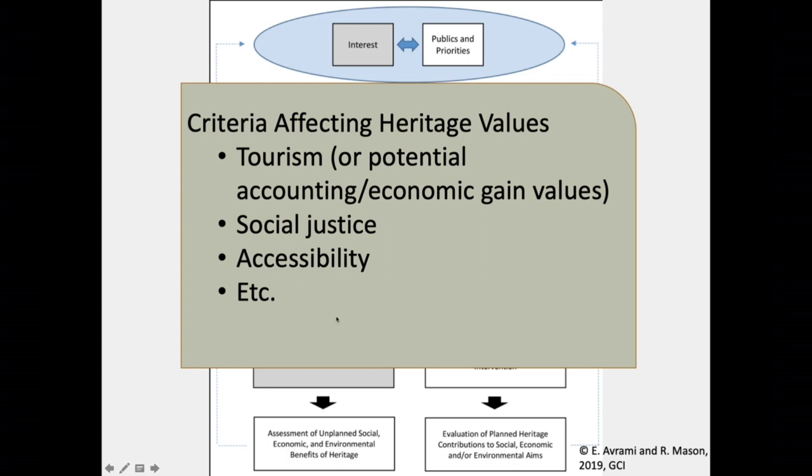And one way to look at this is that these other or external or societal values are the criteria affecting heritage values, such as, as I said, tourism or economic gain, social justice, and things like accessibility of sites, and anything that makes a site more accessible to people, to tourism, etc.